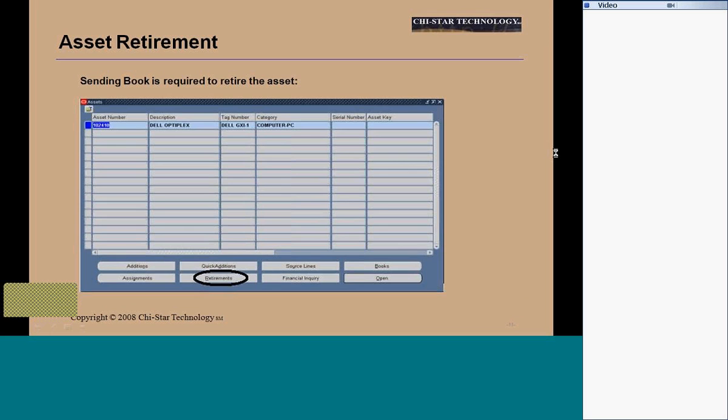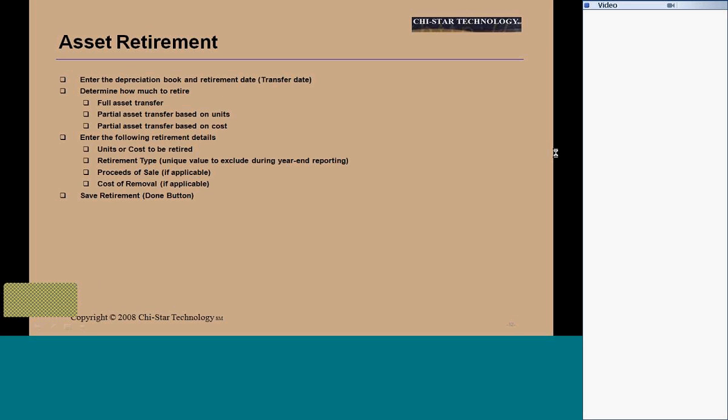Once I have that information gathered, me being the losing entity, I'm losing this asset, I'm going to go ahead and process the asset retirement. Now, some things that I need to determine when I do this asset retirement: I need to know the actual transfer date of the asset. So I may need to backdate this a couple months if the transfer actually took place 2 months ago.